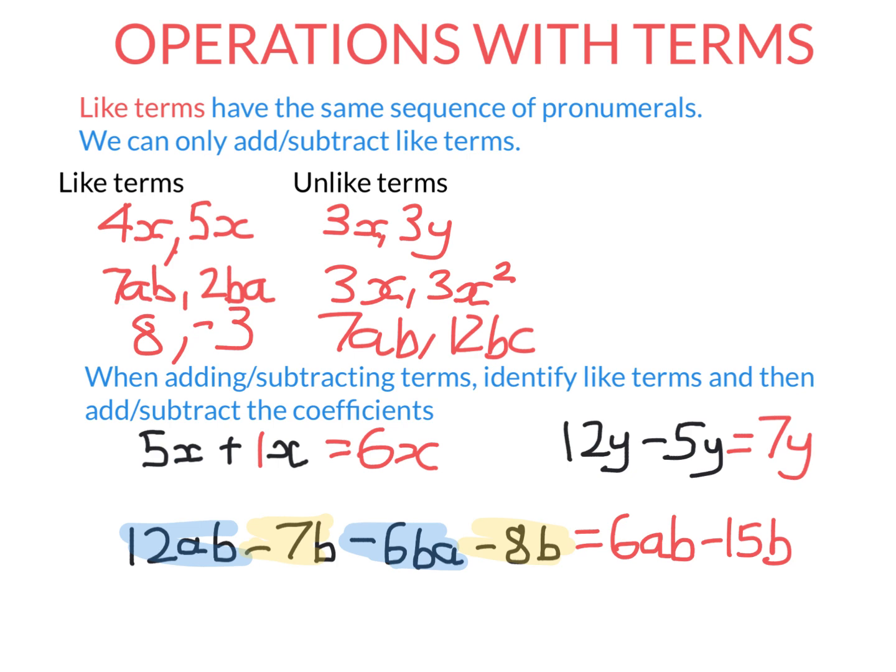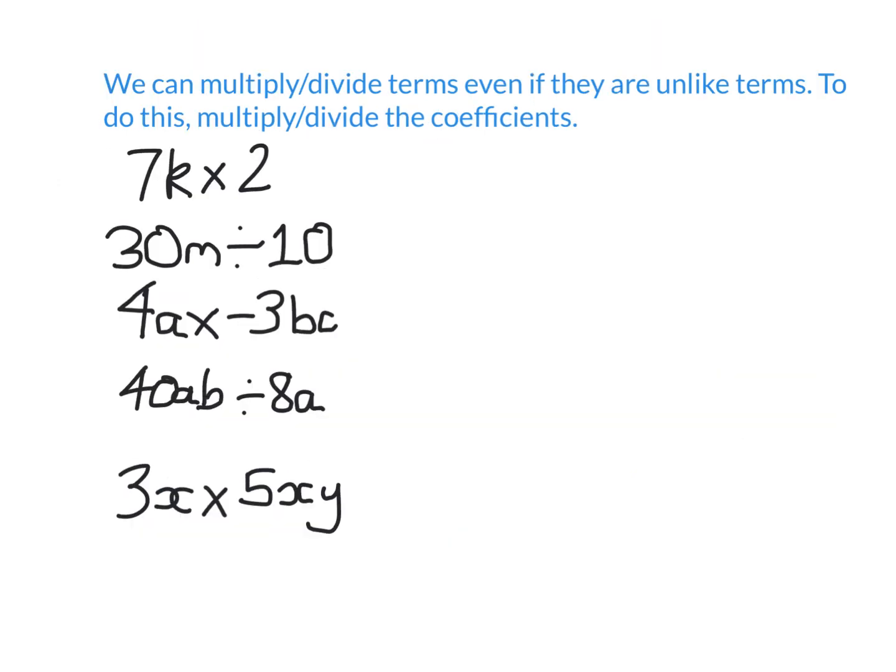All right, let's now look at multiplying and dividing terms. So you might be pleased to know that multiplying and dividing terms is generally easier because you can multiply or divide terms even if they are not like terms. And similar to what was on the previous slide, we just multiply or divide the coefficients. So we have here 7k and 2. They are clearly not like terms, but I can still multiply them.